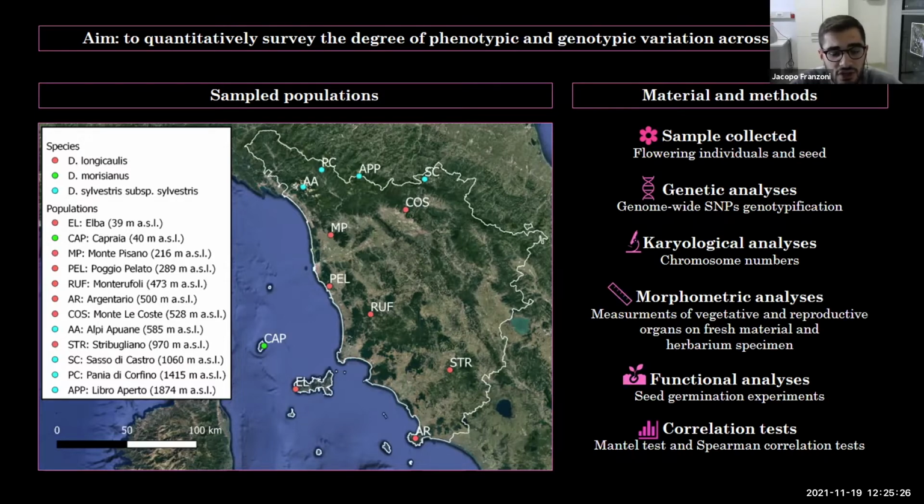Genetic analysis involved a genome-wide SNP genotyping using the ddRAD-seq technique. Karyological analysis focused on counting metaphasic chromosome numbers, and the morphometric analyses were based on both multivariate and univariate analysis of measurements of vegetative and reproductive organs, made both on fresh material and herbarium specimens. Functional analyses were focused on seed germination experiments in order to evaluate the germination responses of different populations at different temperatures. And finally, we performed some correlation tests between the genetic, morphometric, and functional distance matrices with the geographic and elevation distances to test the presence of some statistical correlation between them.